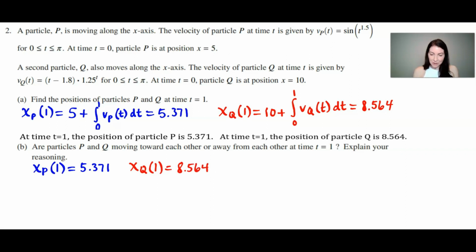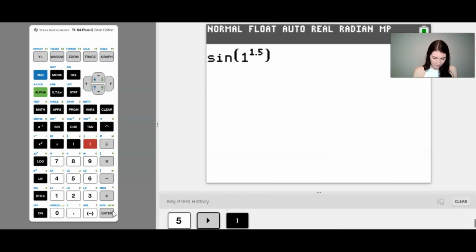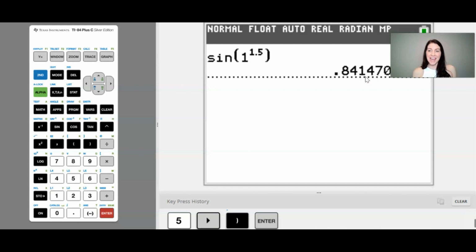Then, like I said, I need to evaluate their velocities. So I need to evaluate the velocity of particle P at an x value of 1, or sorry, a t value of 1, I should say. For that, I'm simply going to use my calculator and plug in a time value of 1 to evaluate the velocity of particle P at 1. And for the velocity, I get 0.841.